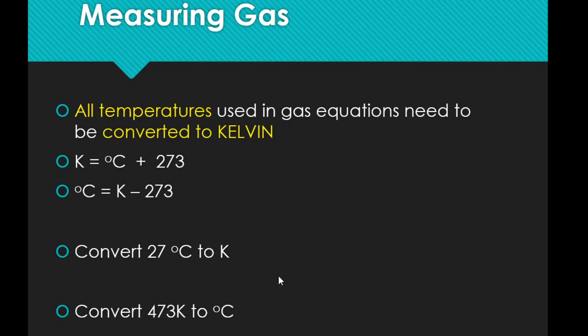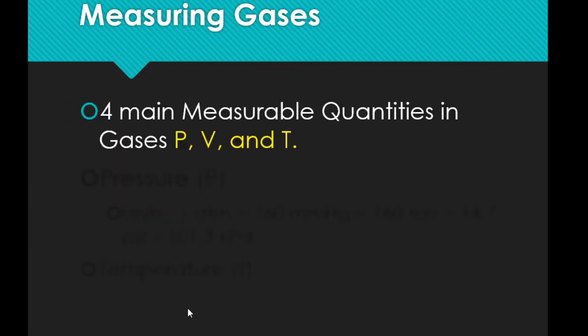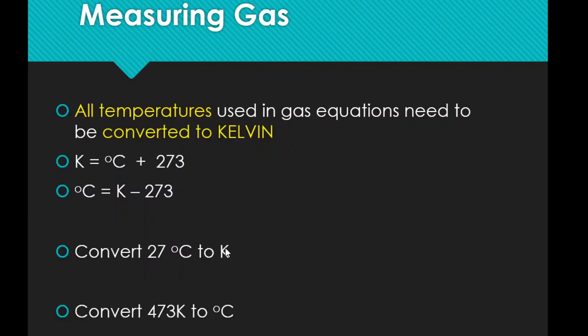So we can do a little practice. Convert 27 Celsius to Kelvin, and then convert 473 Kelvin to Celsius, okay? Take a moment and do that.